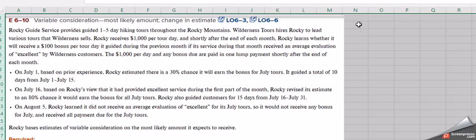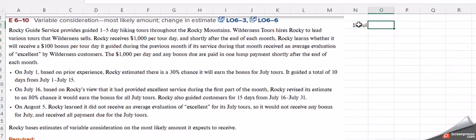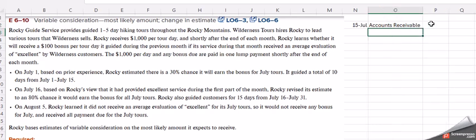I'll just try to squeeze it in over here. On July 15th, they're going to set up a receivable because, again, they're not going to get paid until the one lump sum at the end of the month or the beginning of the next month. That receivable is going to be for the 15 days at $1,000 a day, so $15,000. And then they're going to record their revenue. Do they give us a name of what they would like it to be called? I don't see any references, so we'll just call it service revenue.